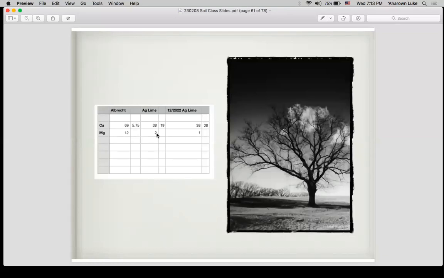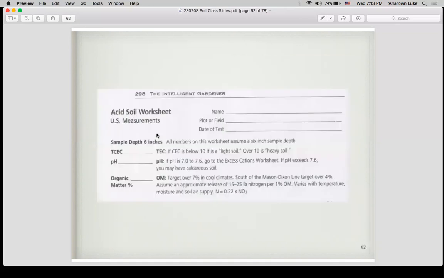Whereas nitrogen would be water soluble, wash out. Let's see. So this is Steve Solomon's acid soil worksheet. My soils were around 5 pH, and that's pretty typical because the stuff leaches out in the Pacific Northwest. You want to be like 6.6 to 6.5, I think.